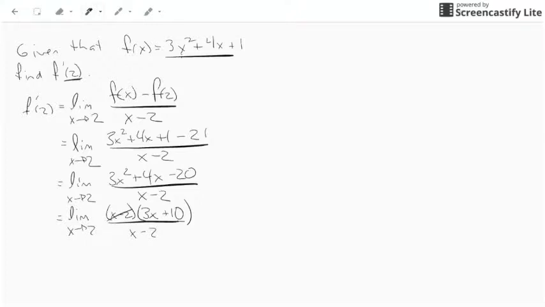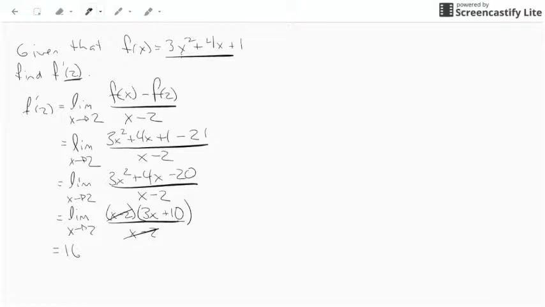I know that my x - 2 divided by my x - 2 will become a 1, so those will cancel. Now that's only true if x doesn't equal 2. Remember, I never get to 2. I'm taking the limit as x approaches 2, so by definition, I never actually get to 2. Now, though, I can plug 2 into what's left here: 3 times (x + 10). So 3 times 2 plus 10 is going to be 16.